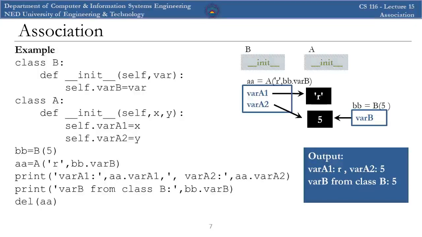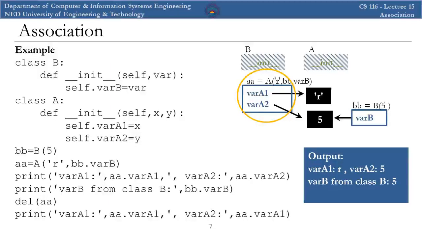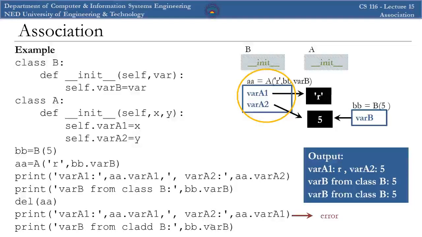Now if I delete this object a, which namespace will be deleted? This one. So namespace of bb still exists, 5 still exists, R still exists with no reference to it, so it will be later removed by garbage collector, but 5 and bb, they exist normally. So if I try to access now variable a1 and a2, this will obviously give error because that namespace no longer exists. But if I try to access variable b from bb's namespace, that is absolutely fine, and that should print 5. Right?